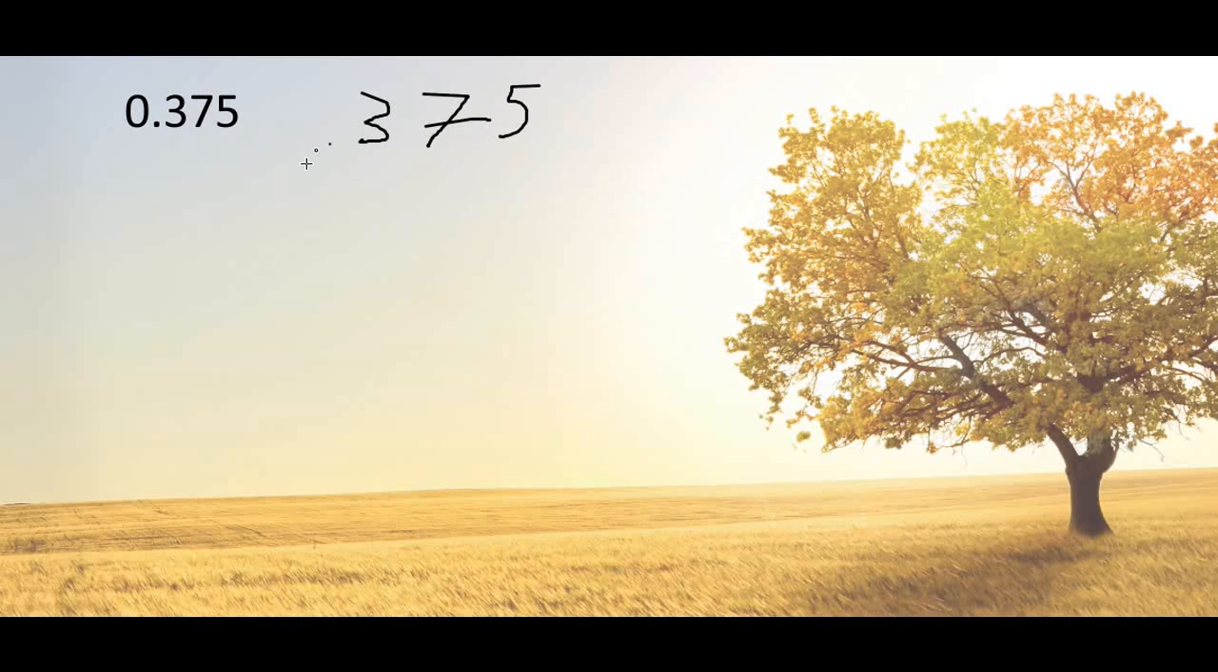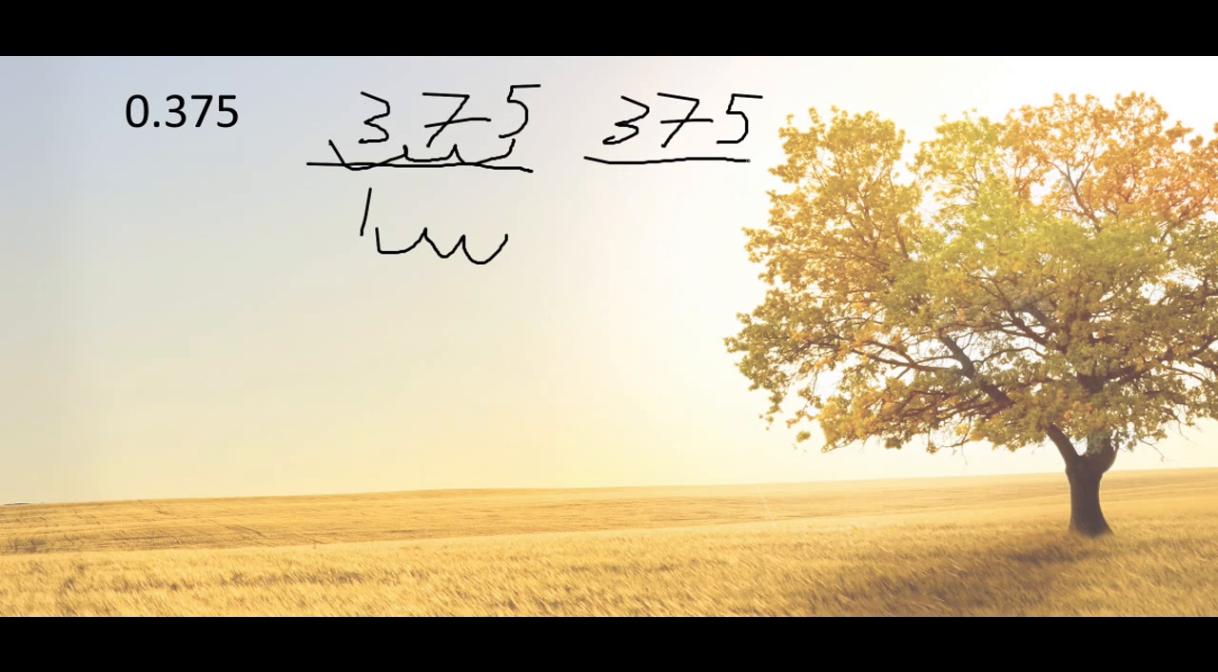0.375 over 1. Move the decimal place over 3 times. So I get 375 over top of 1,000.